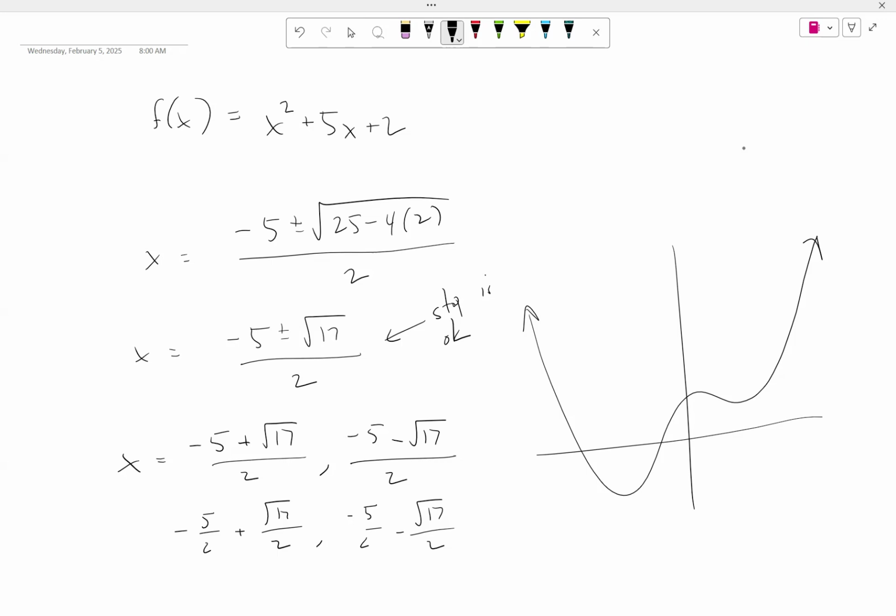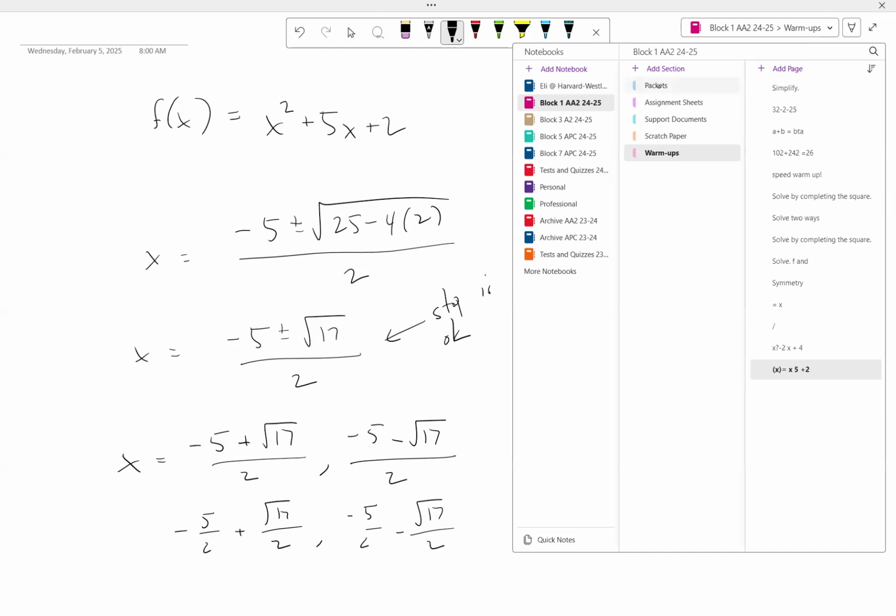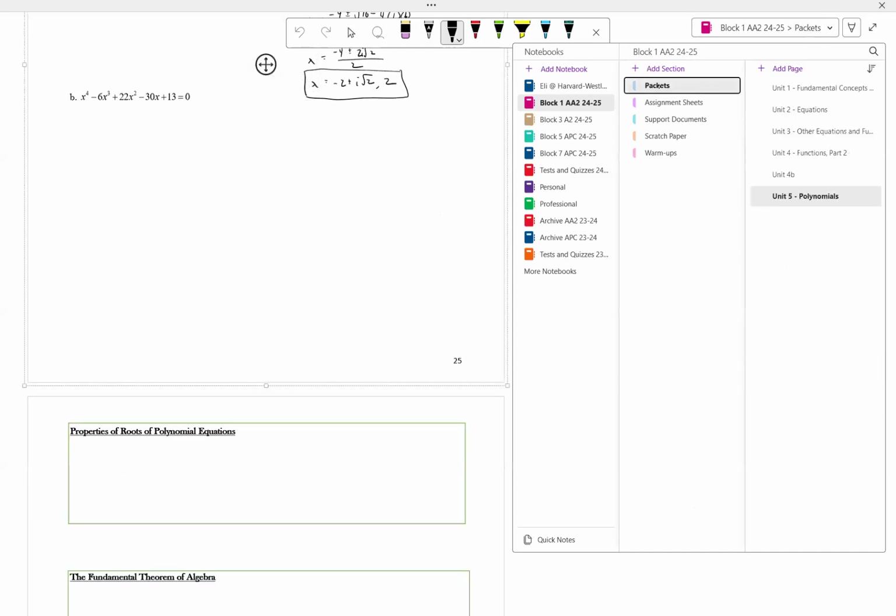All right, let's focus up at the front. Let's focus. Let's finish this up.